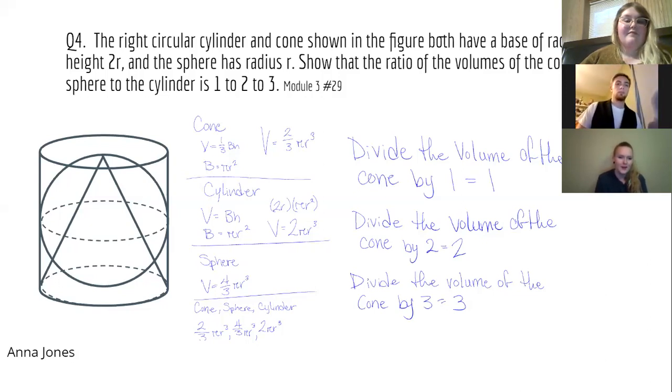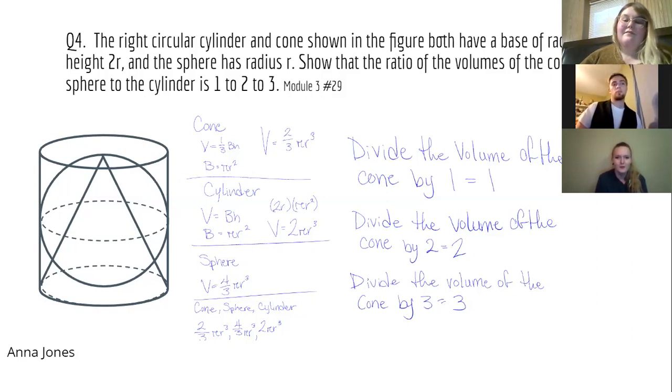Alright, and then we're going to find the volume of the sphere, which is relatively simple this time because we don't have to find the base. So that's V equals 4 over 3 pi r cubed. And then we're going to put that all together to find the whole volume of this figure. And that's going to be 2 over 3 pi r cubed, 4 over 3 pi r cubed, and 2 pi r cubed.